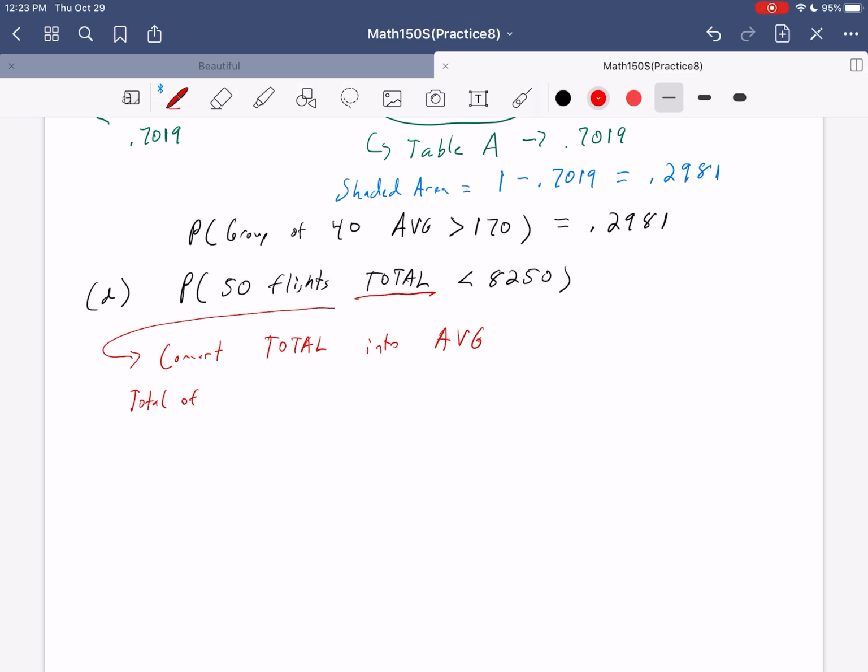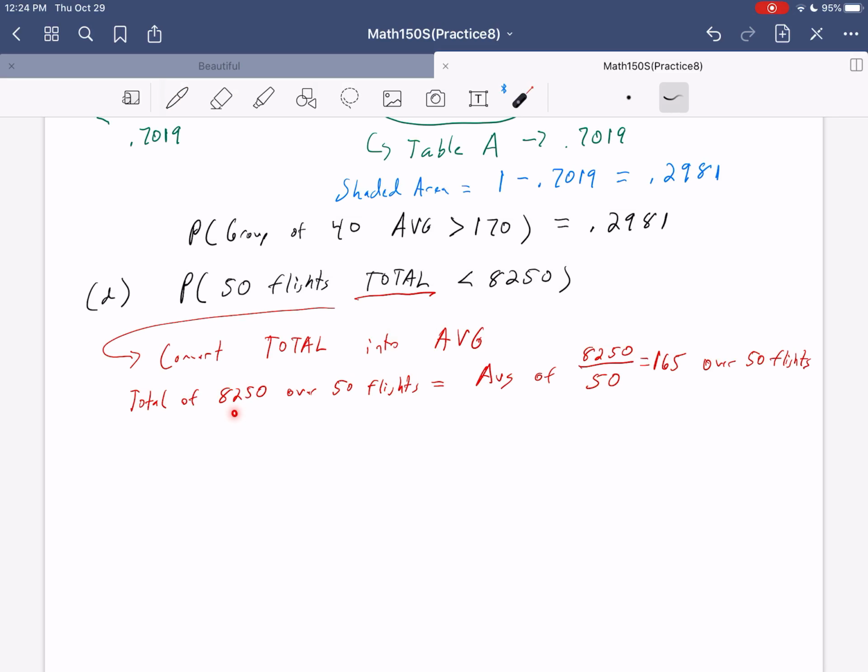So a total of 8,250 over 50 flights is equal to an average of 8,250 divided by 50. Well, we can do that. 8,250 divided by 50 looks like that would be an average of 165 over 50 flights. Okay, so this conversion is saying that if you have a total of 8,250 over 50 flights, that's the same as having an average of 165 over 50 flights.